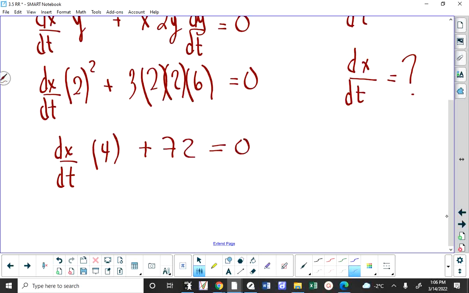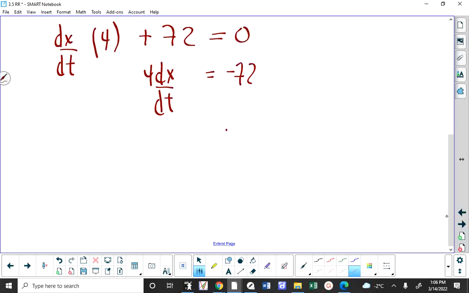So I can move the 72 over. Now I have 4 dx/dt equals negative 72, and divide both sides by 4, and get what I believe, my head is screaming, negative 18.